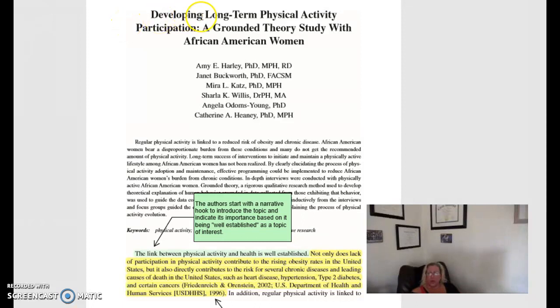Okay, so here they want to develop long-term physical activity participation. It's a grounded study. And also, we know a little bit about the population in the sample. It's African American women. So a good title is going to really tell you a lot about that study. And you can even decide, I don't want to read this study, it's not relevant, or, oh, this is perfect. Okay, so look at your titles.